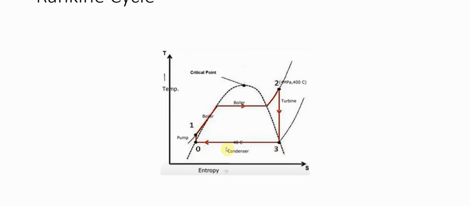So here entropy will be reduced. You can see here from 3 to 0 the entropy is reduced, but the temperature remains constant. Then there is another process, 0 to 1, where again there is a pump. This is the pump. You just compress the water, and then you feed it to the boiler, and there is a slight increase in the temperature.